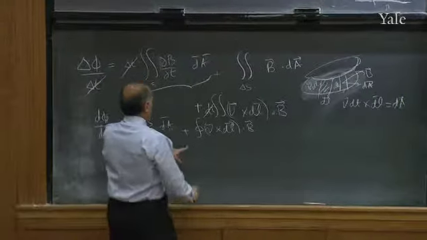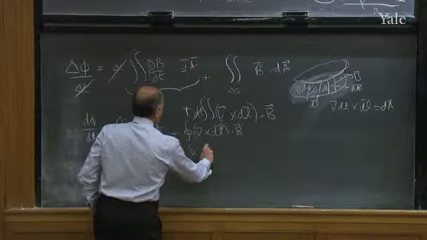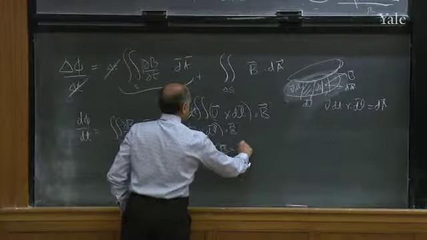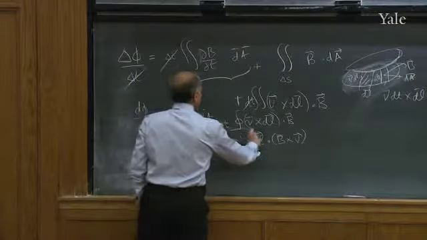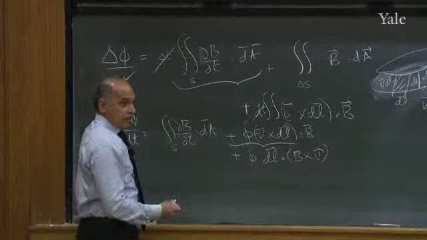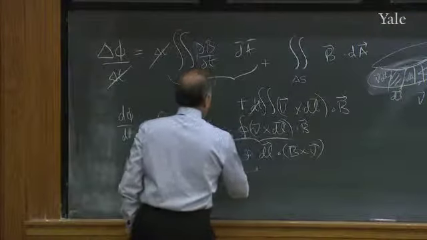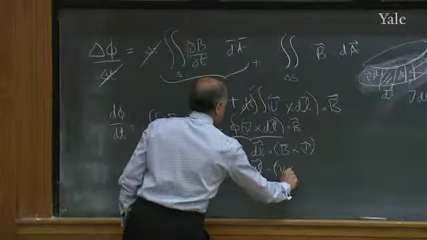Now, you should know enough about cross products to know that this cross product is the same as dl dot B cross v, because you can rotate the factors: a cross b dot c is b dot c cross a, or c dot a cross b. I've done that once. But then this is equal to minus the integral dl dot v cross B.